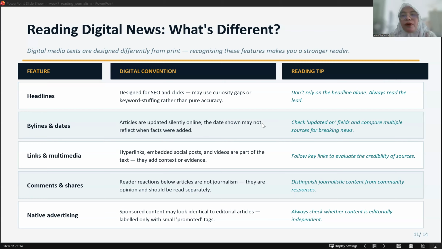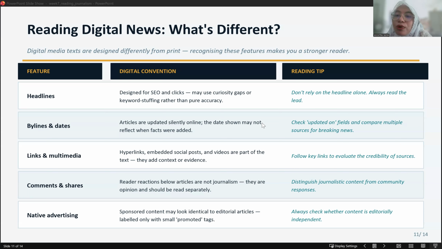So different from print news, in digital or online media, the headlines are designed for SEO, search engine optimization, and clicks. It may use curiosity gaps or keyword stuffing rather than pure accuracy. So for digital media, the headline is made in such a way that it can be picked up by search engines, for example appearing on the first page of Google. So the keywords that are viral or that people search for are put in, compared to maybe the content of the article itself.